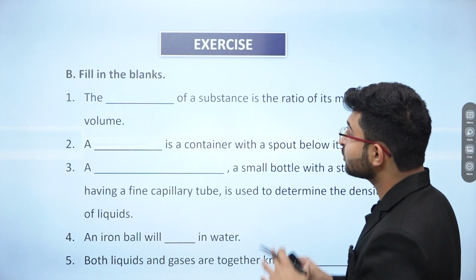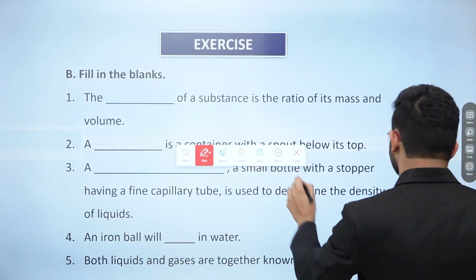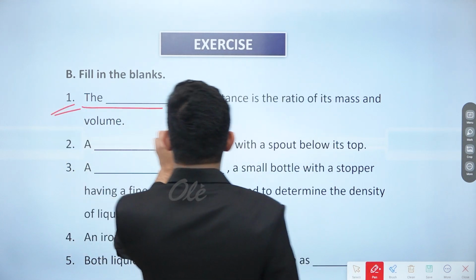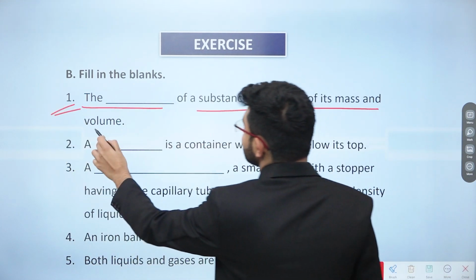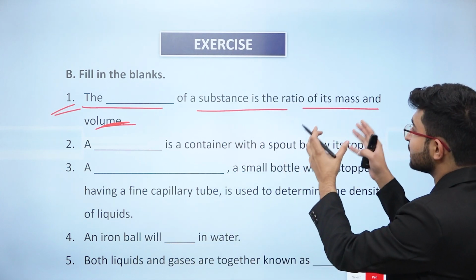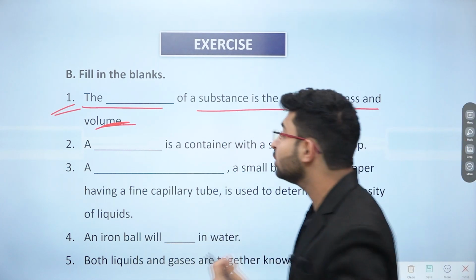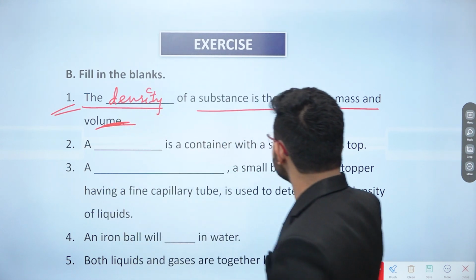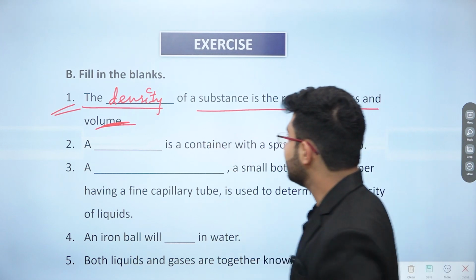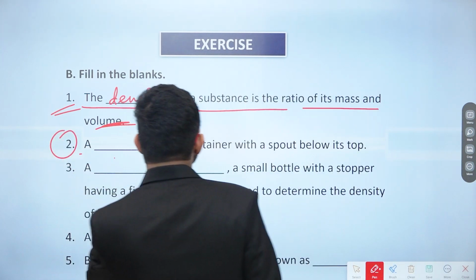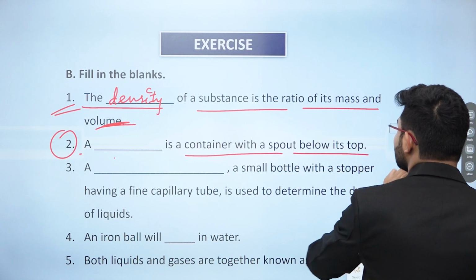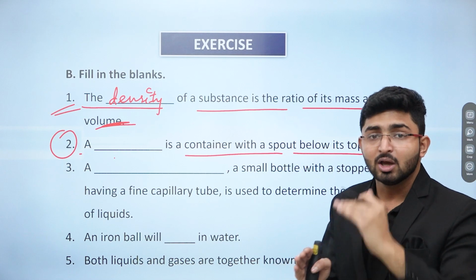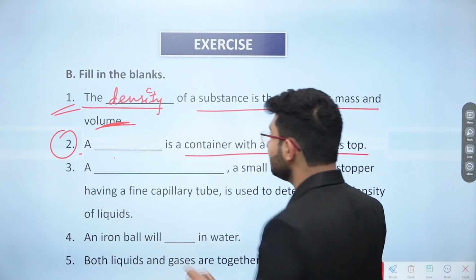Right? Moving ahead, the next question says fill in the blanks. Now there are some blanks here. You have to fill them up with the correct term. First part says the dash of a substance is the ratio of its mass and volume. When we are talking about the ratio of mass to volume, that becomes the density of a substance, right? So density of a substance is the ratio of its mass to the volume. Now moving ahead, the next one is a dash is a container with a spout below its top. So here it is talking about the Eureka can.